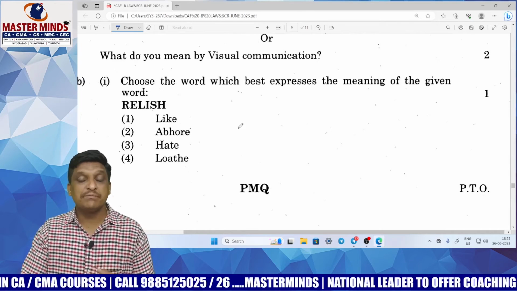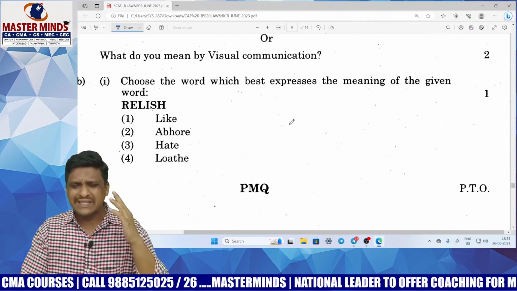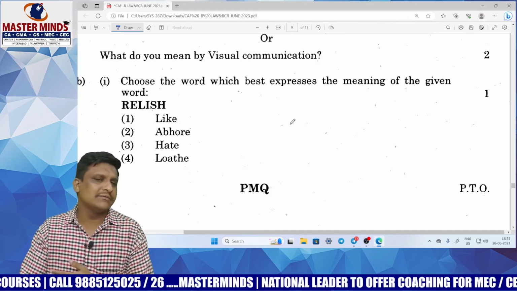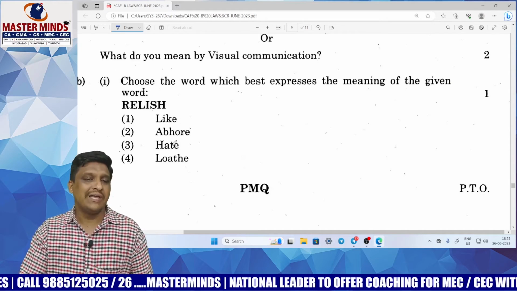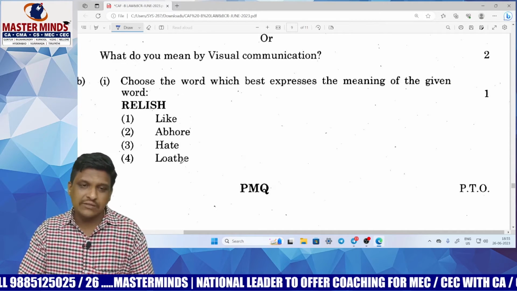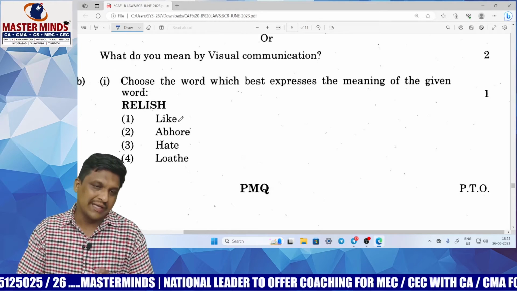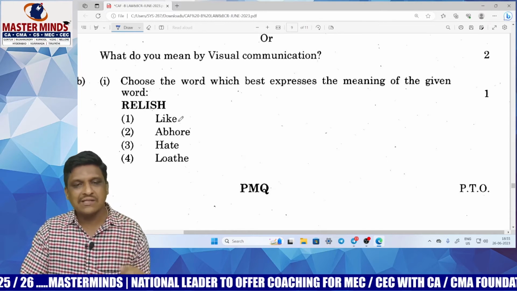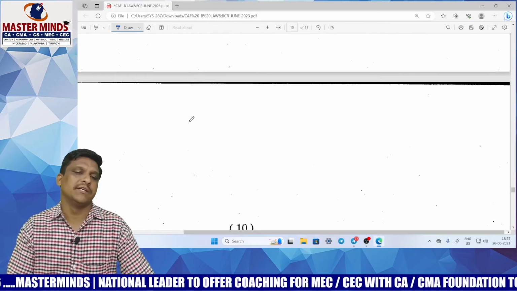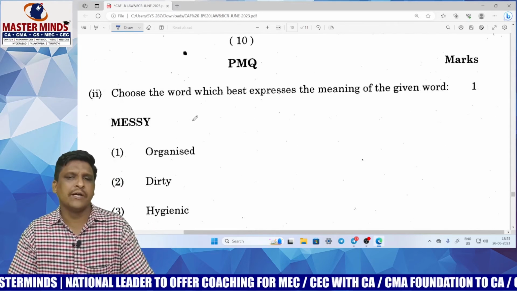Choose the word which best expresses the meaning of the given word. Again, it's a very regular word that we use in our day-to-day life. Like, abhor, hate, loathe. These are all negative words except the word like. So, relish is a positive word, so like is the right answer for the given word here. Next, let's go with the next word.